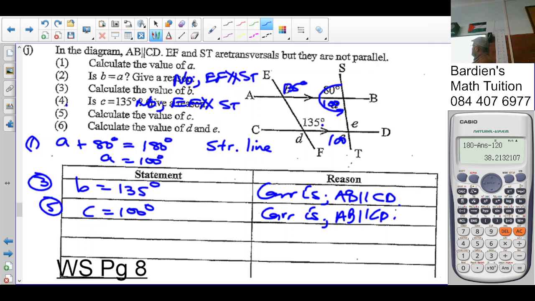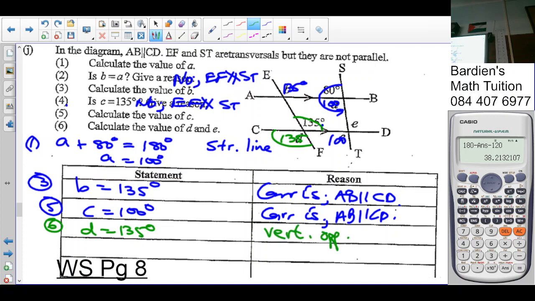Then we are asked to calculate the value of D. What is D? D is? Why is it 135? Vertically opposite angles. Can you see that? Vertically opposite angles. And E? 100 degrees. Why? That's vertically opposite there, or I can go with the fact that it's alternate. Either one, you would have been given the full marks.